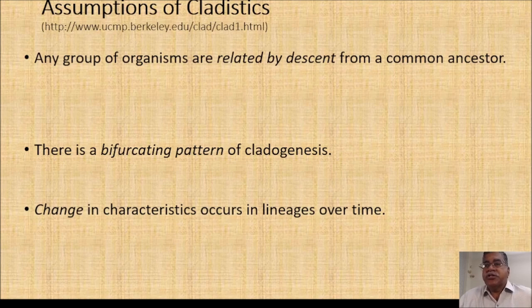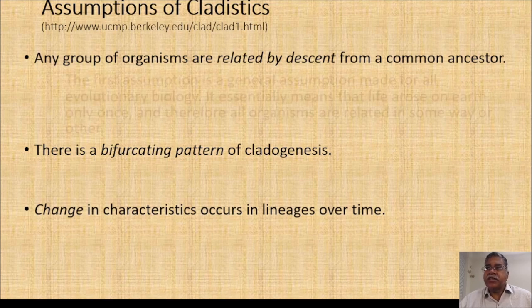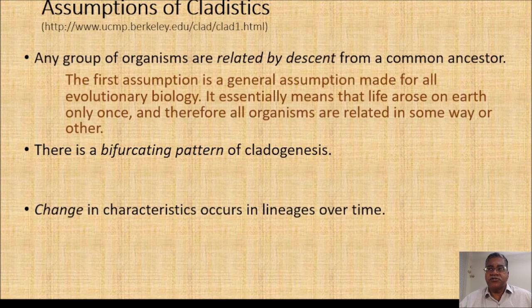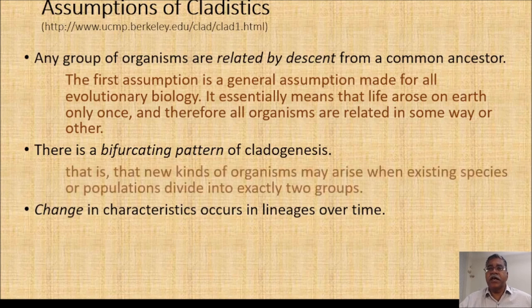So cladistics makes certain assumptions, and one is that of homology, that they are related by descent from a common ancestor. That's the first assumption for all evolutionary biology. It means that life arose on Earth only once, and every organism is related in one way or the other. There is a bifurcating pattern of cladogenesis, and that is that one parent cannot give rise to three or four offspring in the cladogram. It is basically bifurcating. It's one going to two, then four, etc.